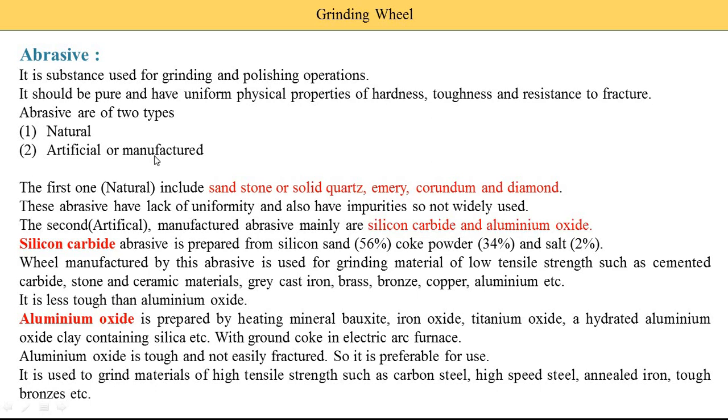Natural abrasives are available but generally not used. Silicon carbide is used for soft materials like brass, copper and aluminium. Aluminium oxide is generally used for high tensile strength materials like carbon steel, high speed steel, annealed irons and tough bronze. So from this you can understand that if we need to grind stainless steel, then which wheel do we select? We select aluminium oxide. Suppose we need to remove some material from copper by grinding, then we select silicon carbide grinding wheels.